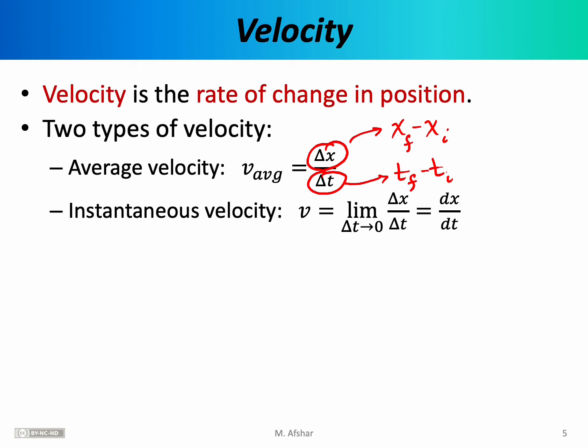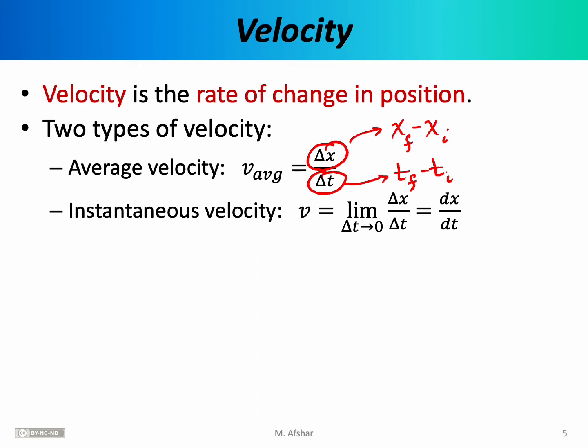You can see if delta x is large, that means the position has changed by a large amount, then the average velocity is going to be a large number as well. So the speed is large. On the other hand, if delta t is large, so it took a long time for the position to change, then the average velocity will be small. So the object is moving slowly, its speed is a small number. Now note that average velocity refers to some finite length of time, some duration, some time interval between initial time and final time.